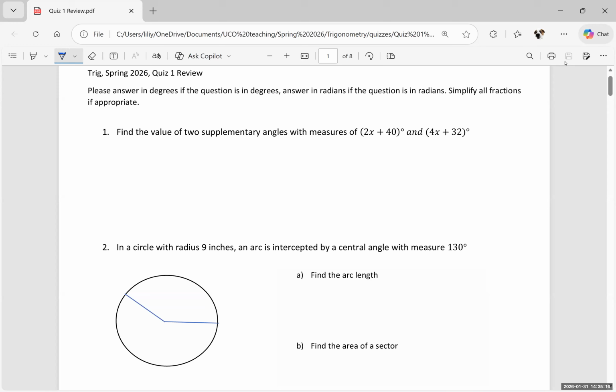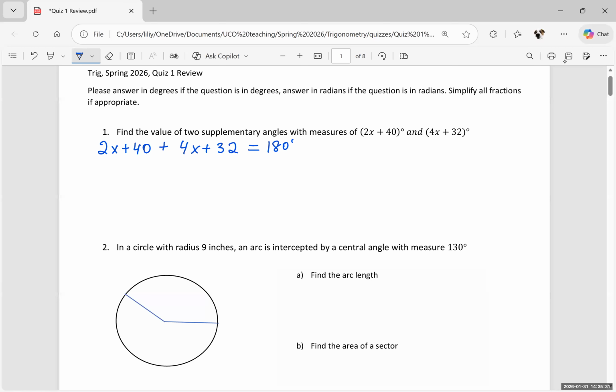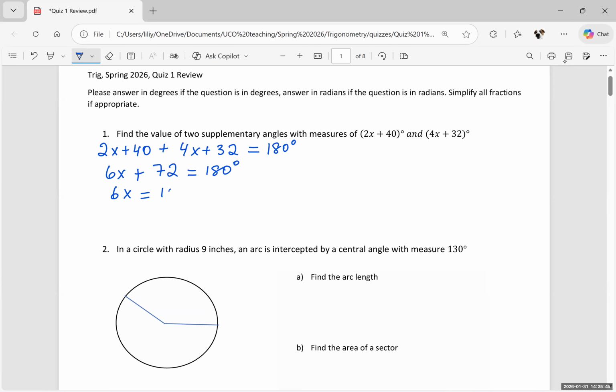So really it's just testing the definition of a supplementary angle. You have the first angle, 2x plus 40, and the second angle, 4x plus 32. If we add them together, supplementary angles should add to 180 degrees. We're going to combine like terms, so this is 6x plus 72 equals 180. You're going to subtract 72 from both sides, giving you 108, and divide by 6, giving you x equals 18.